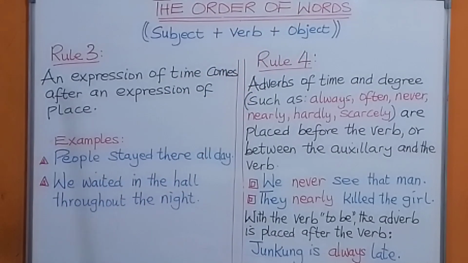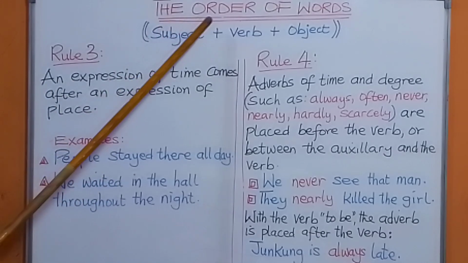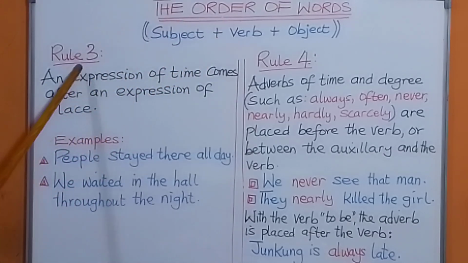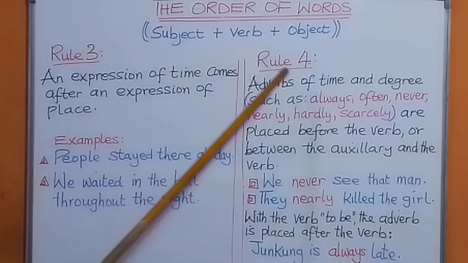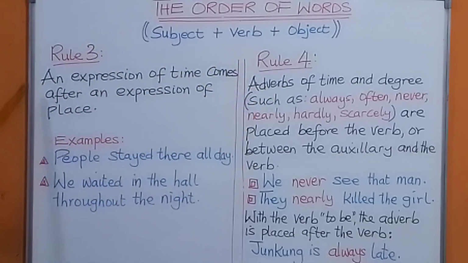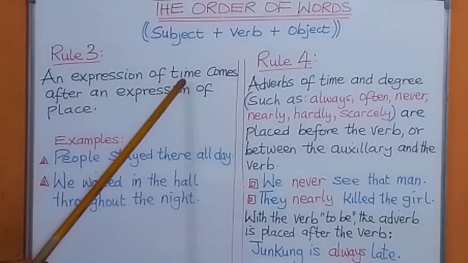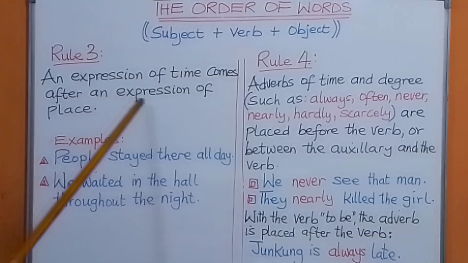Now we have taken rules 1 and 2 in this correct order of words. Let's look at rules 3 and 4. Rule 3: an expression of time comes after an expression of place.